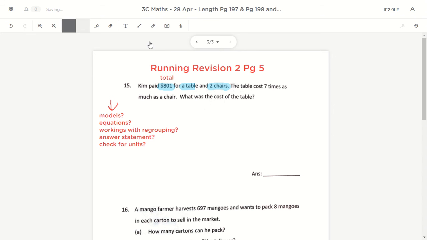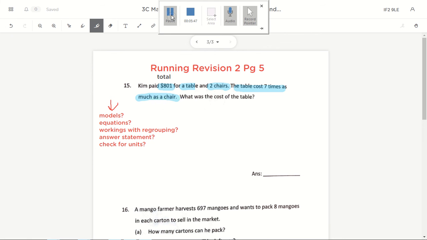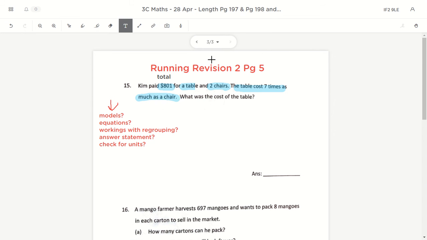The table costs 7 times as expensive as the chair. So when you have this sort of phrasing in a sentence, you want to know who has more and who has less. Table costs 7 times as much as a chair, so the table must be more. The chair must be less. But this is only one chair.